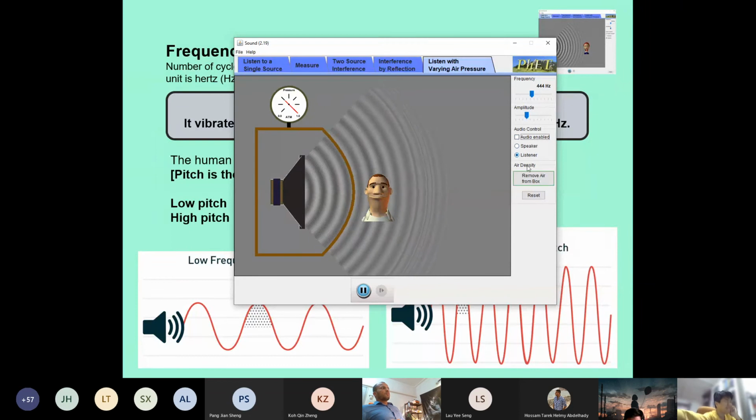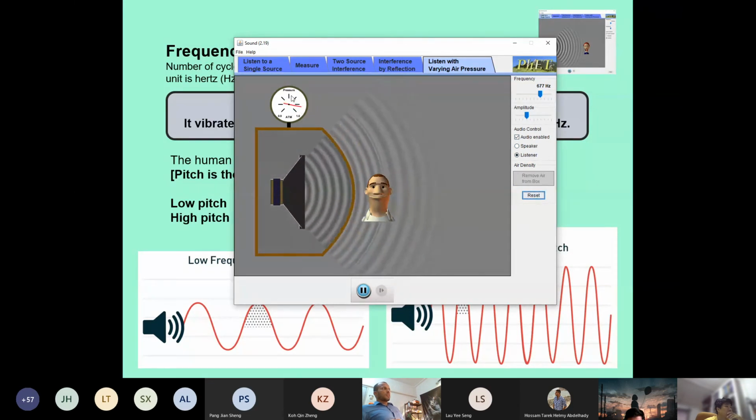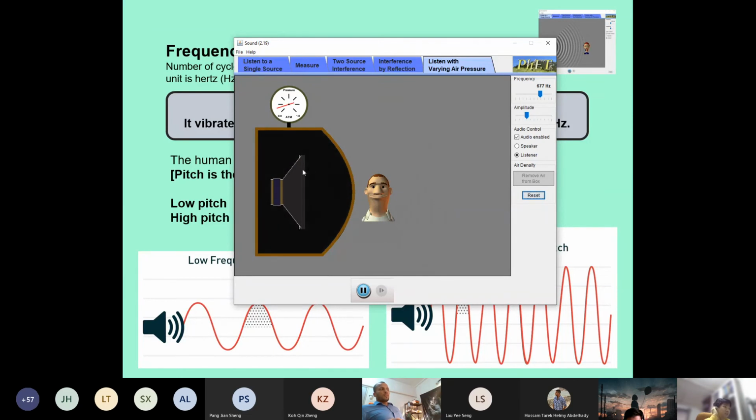Look, when I remove the air in the box, look what will happen. You see the pressure is decreasing. It means there is less air. So basically, as you can see, we cannot hear anything. Even if you increase the amplitude, since there is no air, there is no sound. There is no medium, there is no sound.